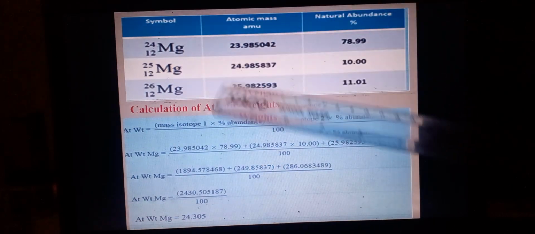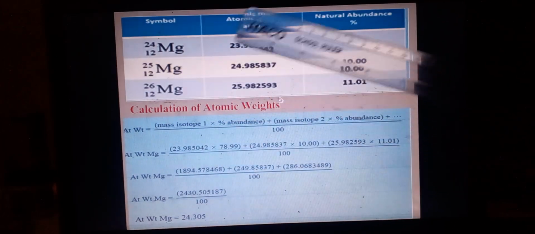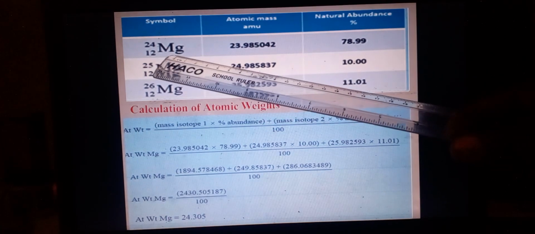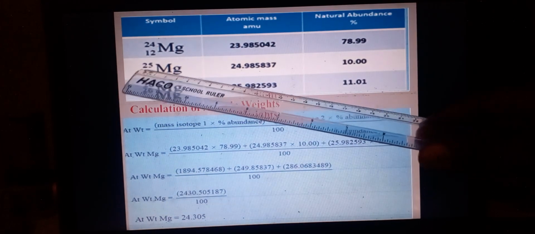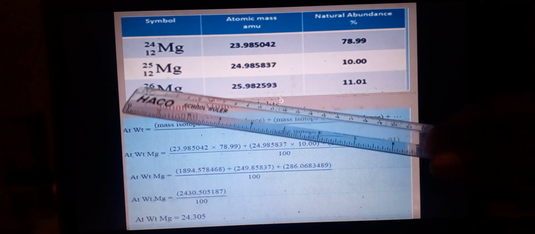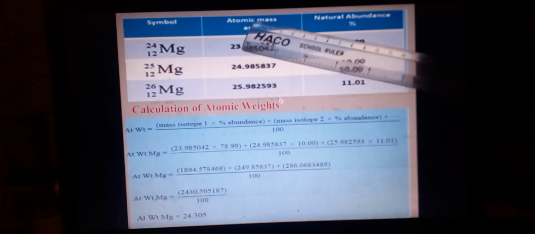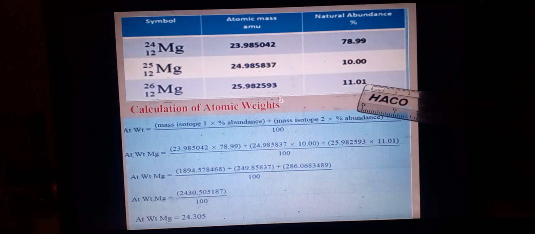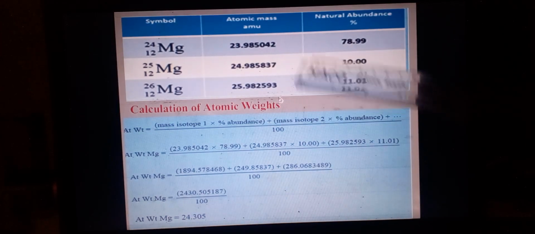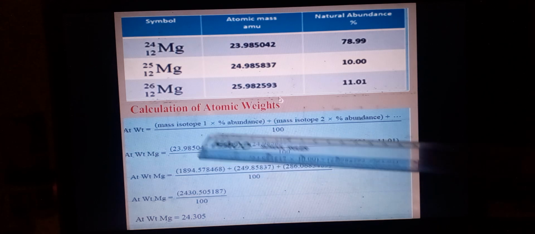Now, magnesium has 3 isotopes. The first isotope has a mass number of 24. The second isotope has a mass number of 25. And the last isotope has a mass number of 26. These are atomic mass units, and these are the contributions of the respective isotopes to the total mass.